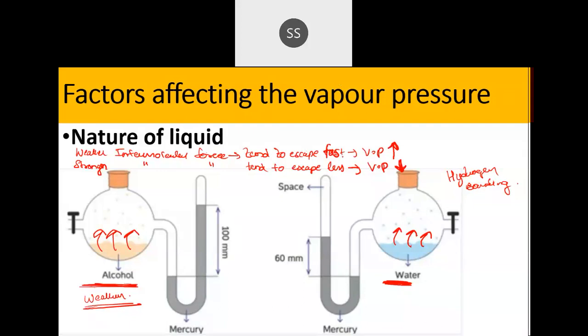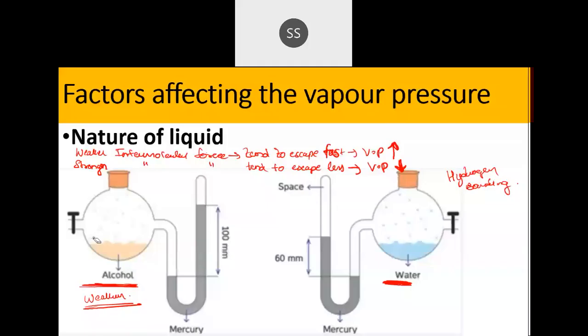I'll repeat once again the factors affecting the vapor pressure. I believe you understood what vapor pressure is. The vapors which are formed above that liquid, when they are in equilibrium, exert a pressure, and that pressure is called vapor pressure. So we are now discussing the factors which will affect the vapor pressure, meaning in which case the vapor pressure will be higher and in which case it will be lower. That is what we are discussing.